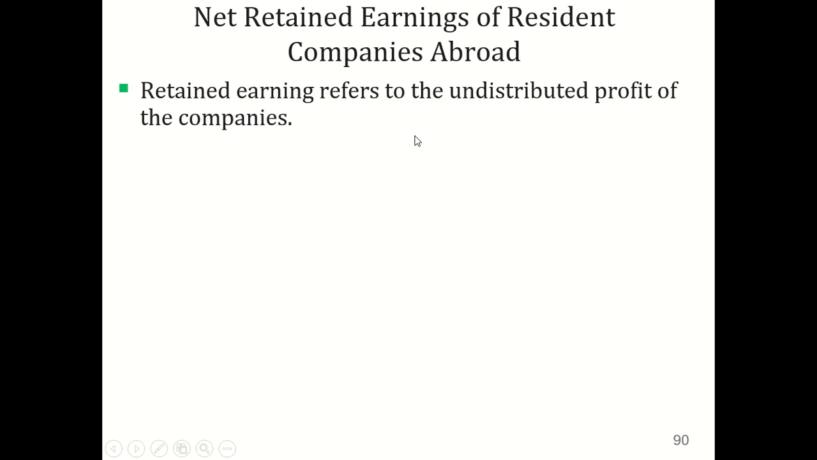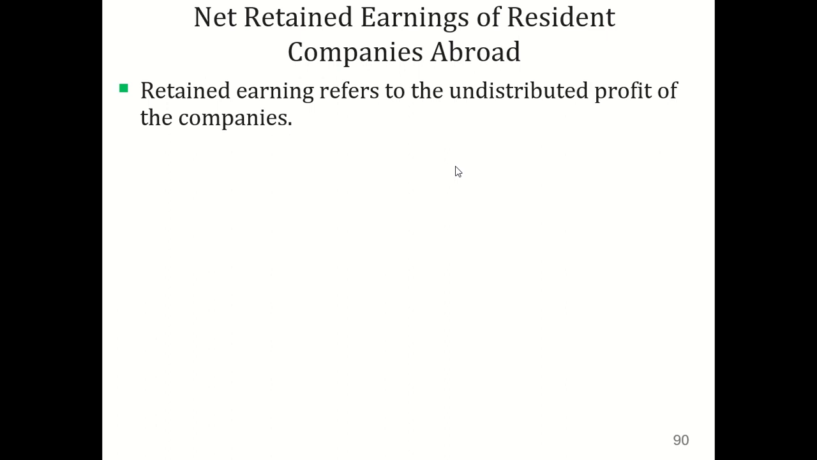The third component is the net retained earnings of resident companies abroad. What does this mean? This corresponds to the undistributed dividends. Retained earnings refers to the undistributed profit of the companies. When companies make profit, they generally have to pay dividends. But when companies do not pay the dividend but retain it for future expansion, it is termed as retained earnings. And generally, we come across instances of retained earnings when the company is planning future expansion. It requires more cash, so it doesn't dole out the dividends but keeps it for funding the future expansion activities without having much recourse to borrowings.